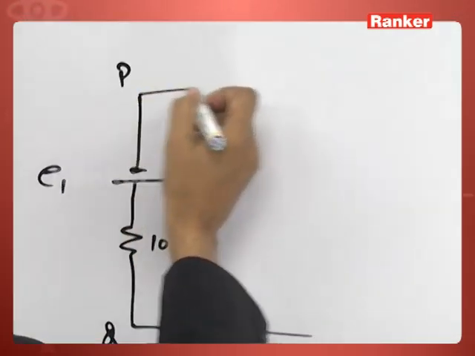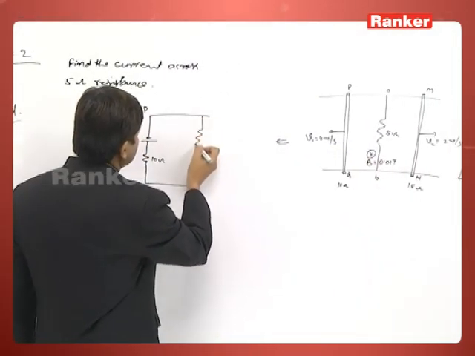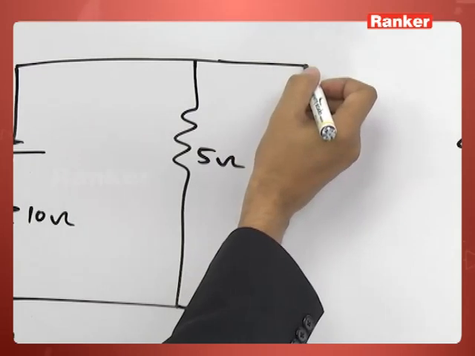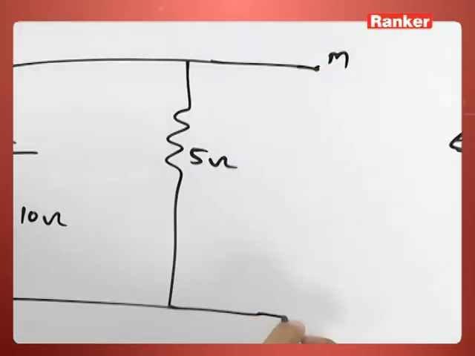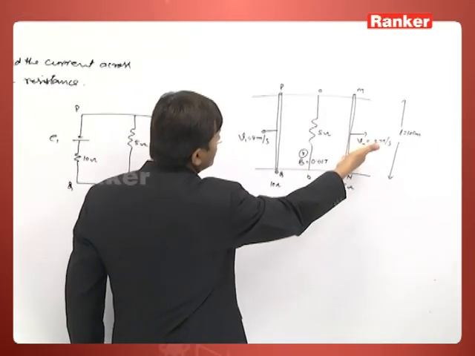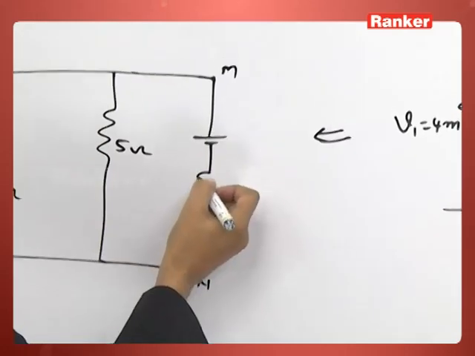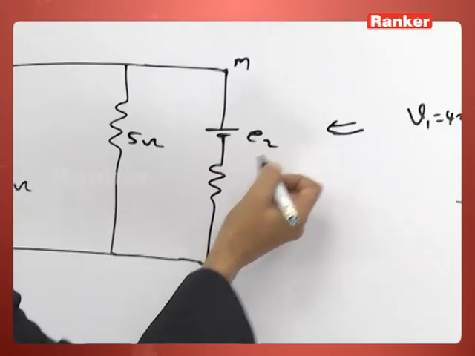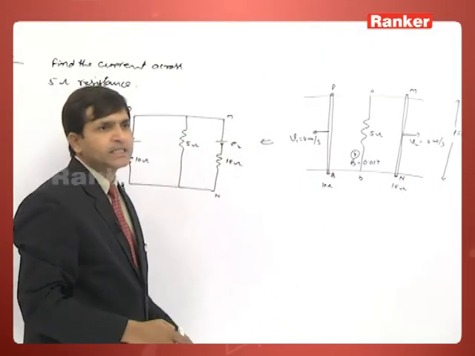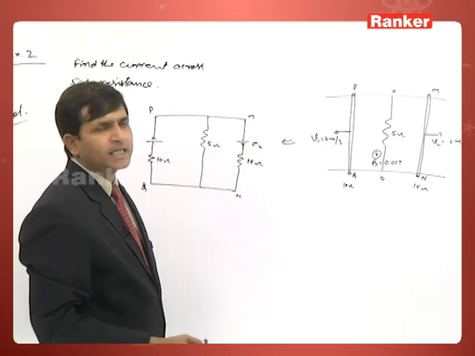Now A and B are 5 ohm, so that can be drawn like this. This is your 5 ohm, and then M and N. Looking at M and N, the velocity is in this direction. So according to the rule, M is at higher potential, and here the potential is E2, and the resistance of this is 15 ohm. Now we have to find the current on this. So this is a simple electrical circuit.